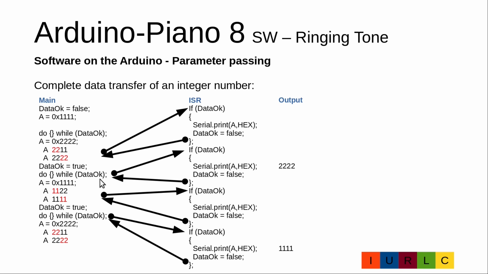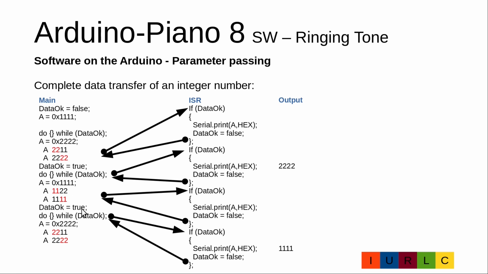Due to the fact that data OK is now false, we exit the while loop and come to the assignment A is 1111. First we load the high byte into the variable A. If now the interrupt service routine is called, the data OK is false and this part is jumped over and no output on the screen. We leave the interrupt service routine and the low byte of the variable A is loaded into the variable A.